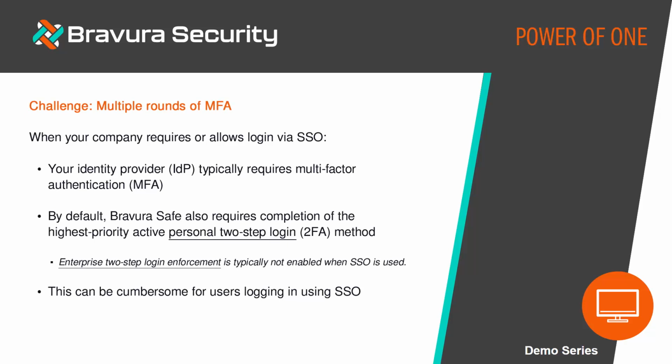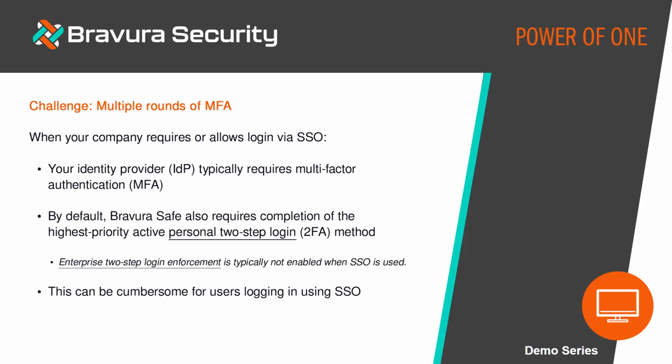When your company requires or allows users to log in using single sign-on, your identity provider typically requires multi-factor authentication to confirm their identity. By default, if the user has any Bravura Safe personal two-step login methods enabled, such as an authenticator app or email verification, the latter being enabled by default when their account is created, they will also be subject to that highest priority active method.